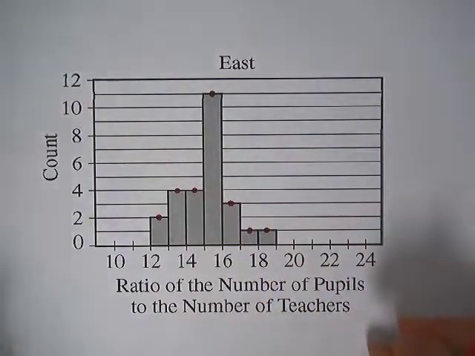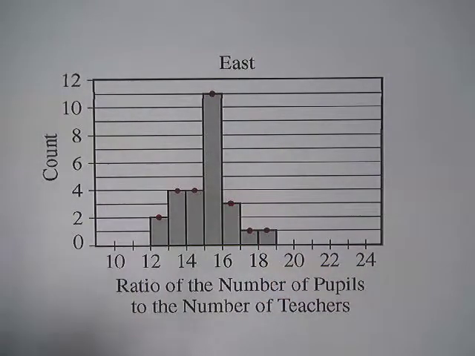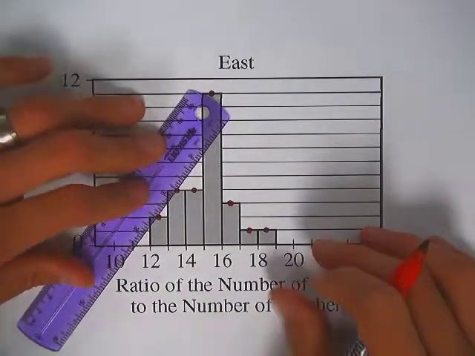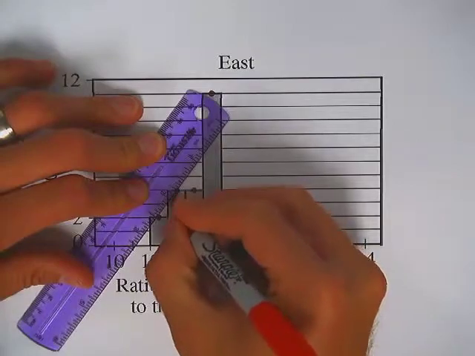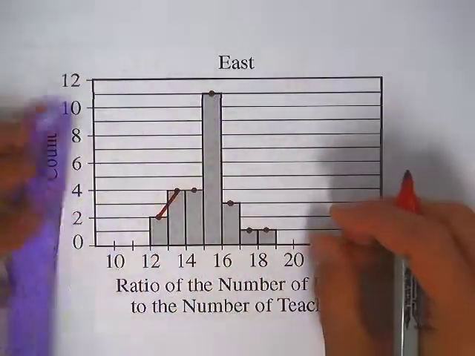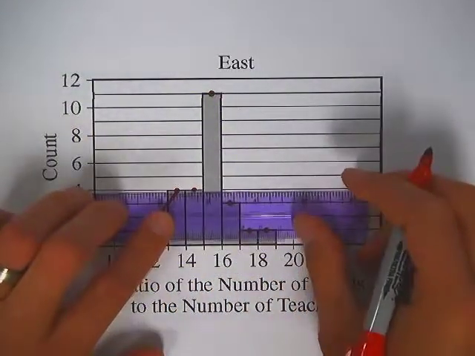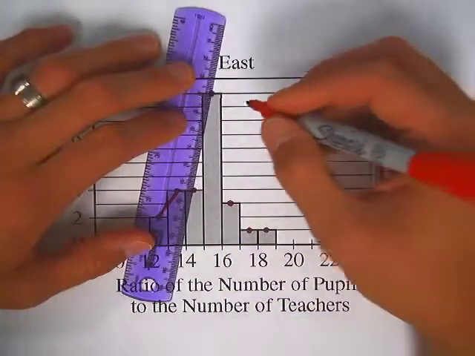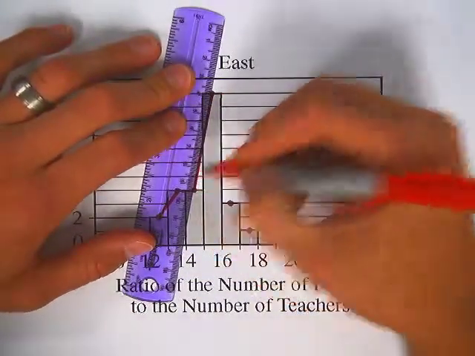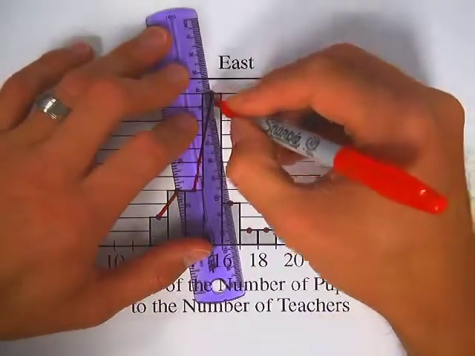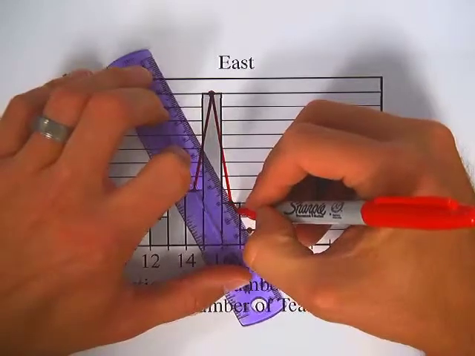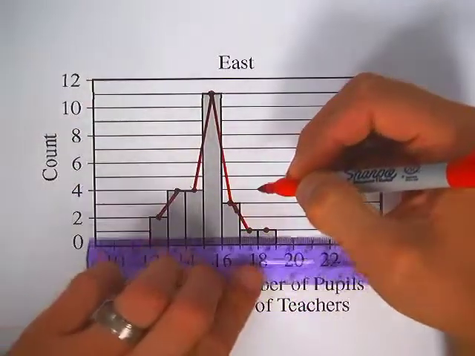Alright, and then what I want to do is connect them using lines. That's where line chart comes from. So I'm going to use a ruler so I can get nice straight lines. So those are the first two connected. Okay, here to here, to here, to here, and it flattens out here.